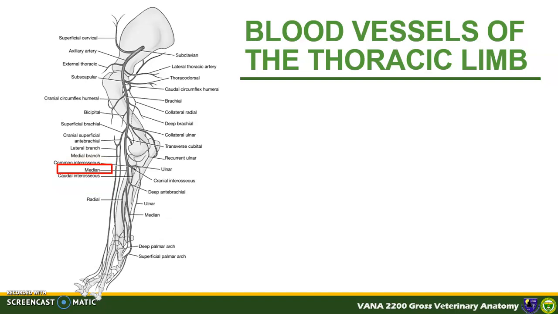The median artery is a continuation of the brachial artery. It supplies the forearm. The digital arteries are the blood vessels of the metacarpus and the digits.